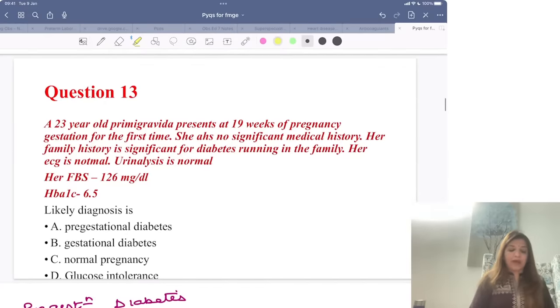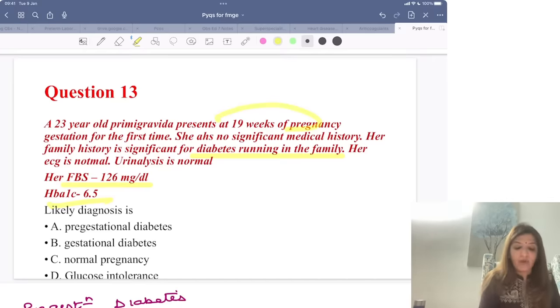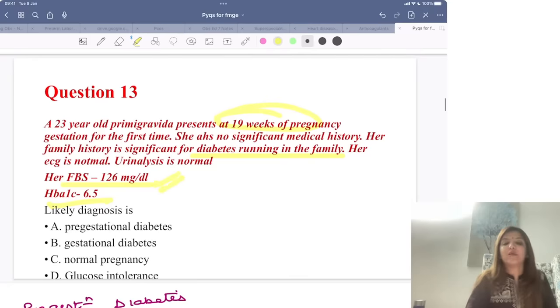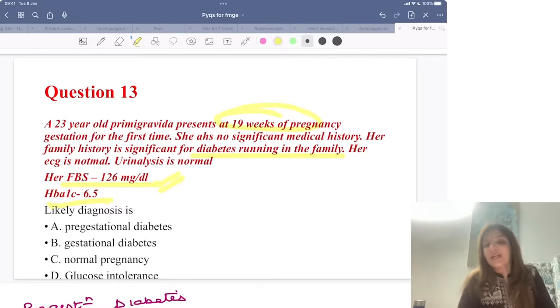A 23-year-old primary gravida presents at 19 weeks of pregnancy. She has no significant medical history. Her family history is significant for diabetes running in the family. So she has a family history of diabetes, right? Her ECG is normal and urine analysis is normal. Fasting blood sugar 126, HbA1c 6.5. The patient is at 19 weeks of pregnancy, and she has diabetes running in the family.